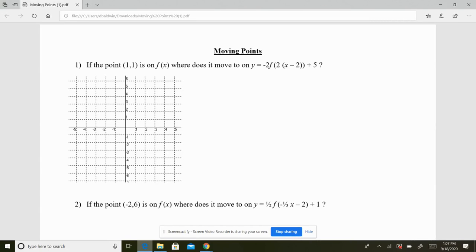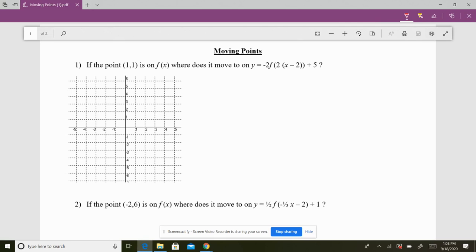Okay, on your test, I'm going to ask you to tell me where a point is. And there's a couple ways to do this. First way, I'm going to show you on the graph, you can physically just do the transformation. So if we start with the point, now we're not going to use 1, 1. We're going to change it to 4, 1. We start with the point 4, 1. And I say, where does this point move to if we do these transformations here?